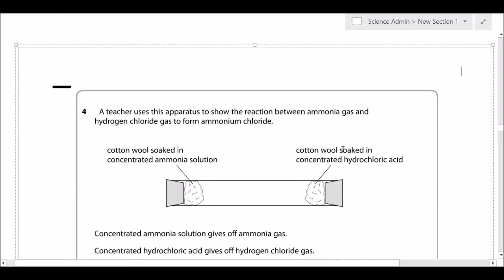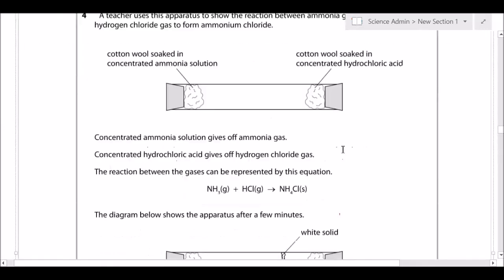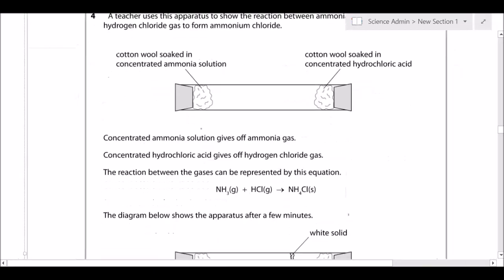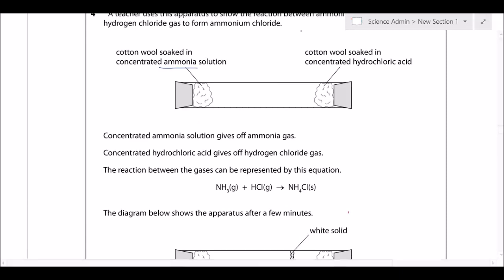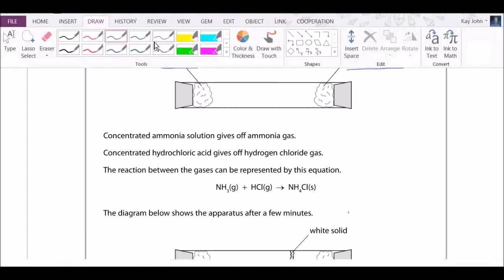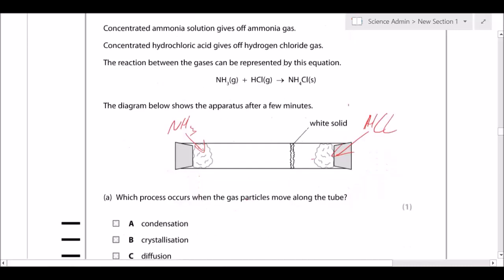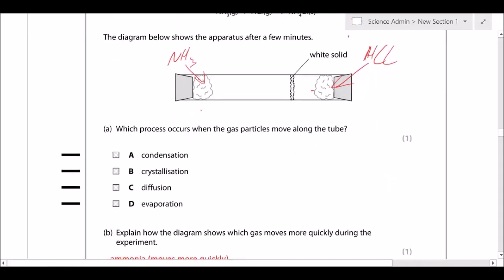Question 4. A teacher uses this apparatus to show the reaction between ammonia gas and hydrogen chloride. So this is showing ammonia is soaked here and hydrochloric acid soaked here. So I'm actually just going to draw those on the next diagram. Okay, this is ammonia and this is HCl on this diagram. Now the white solid is slightly over towards the HCl. This means that the NH3 travels further.